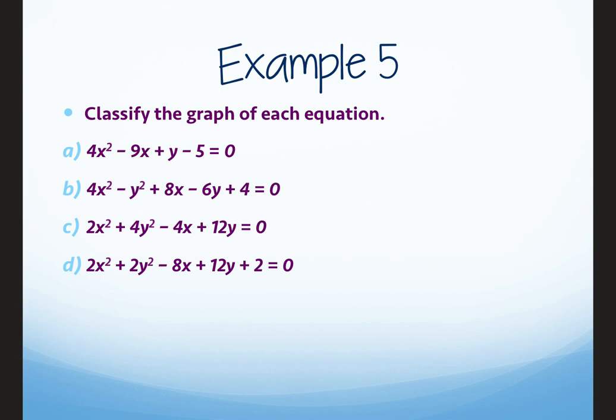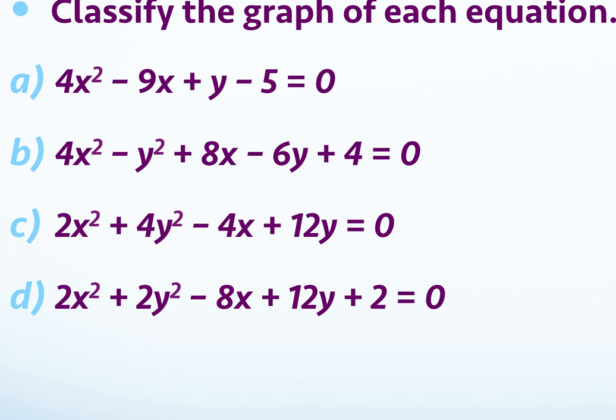So classify the graph of each equation. Look at A. Oh, that's the first one. What's your A squared? 4. What's your C squared? There's none. It doesn't exist. What happens if one doesn't exist? It's a parabola. All right, go to B.